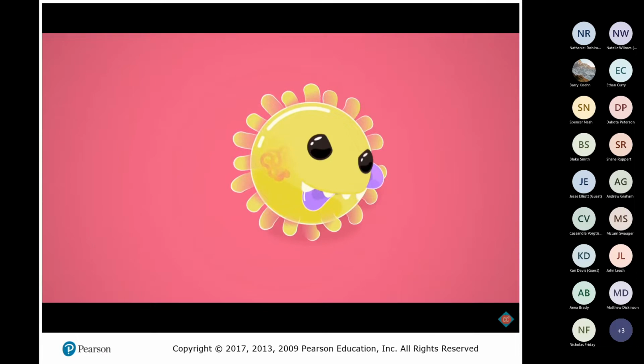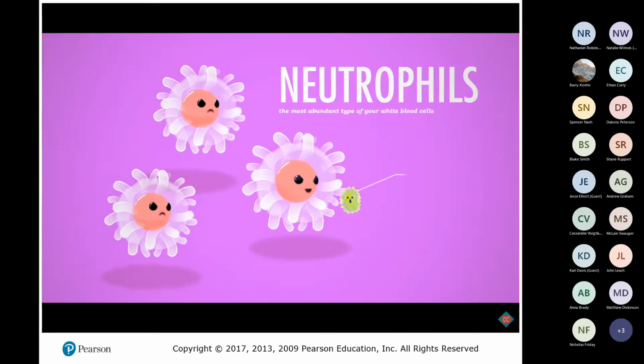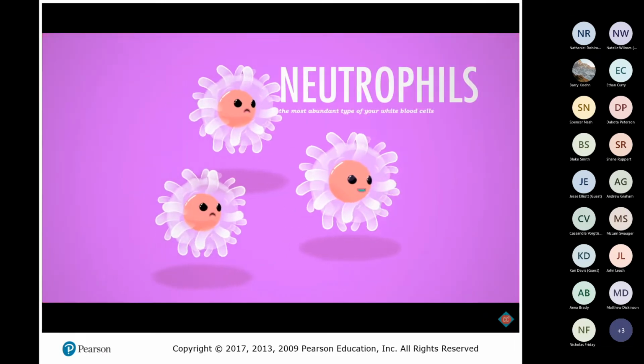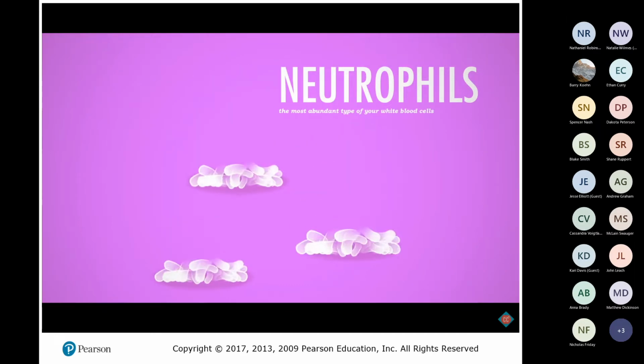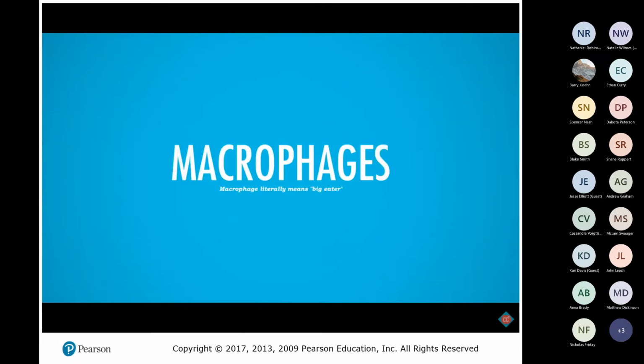And they come in a few different varieties. First, you got neutrophils, which are the most abundant type of your white blood cells. They kind of self-destruct after devouring a pathogen, and in fact, you've probably seen piles of their little dead bodies, because that's what pus is made of. But the bigger, tougher phagocytes are the macrophages.